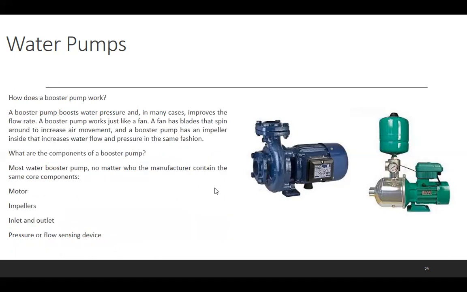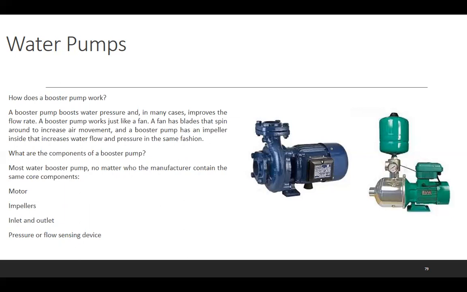How does a booster pump work? The booster pump boosts water pressure and in many cases improves the flow rate. A booster pump works just like a fan. A fan has blades that spin around to increase air movement, and a booster pump has an impeller inside that increases water flow and pressure in the same fashion.